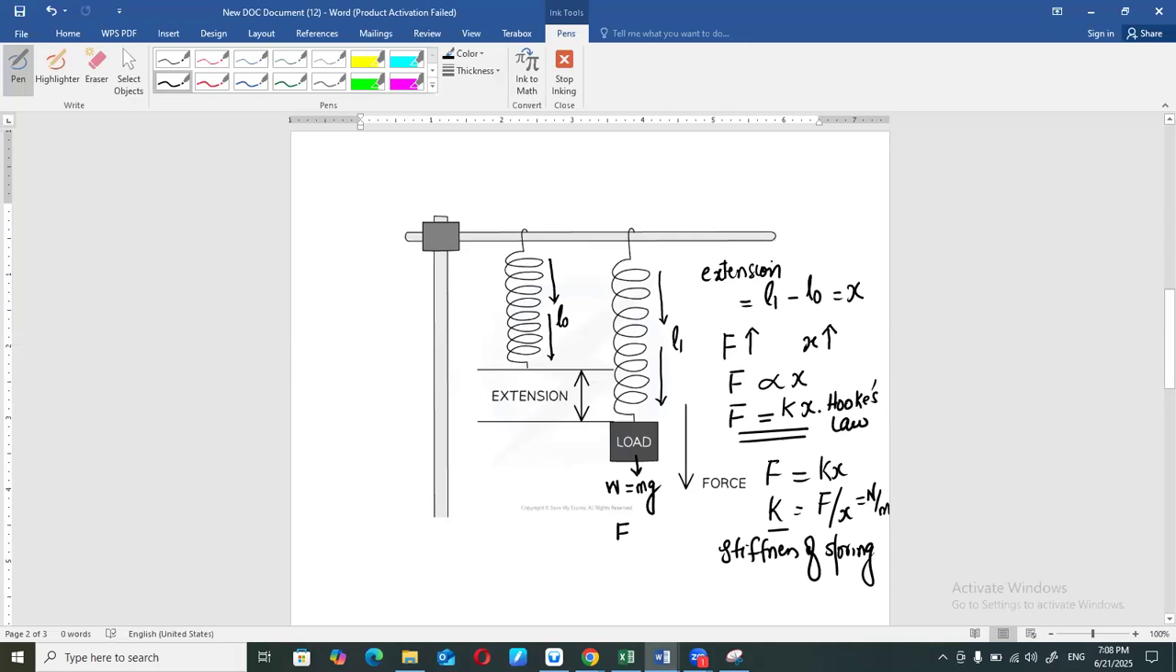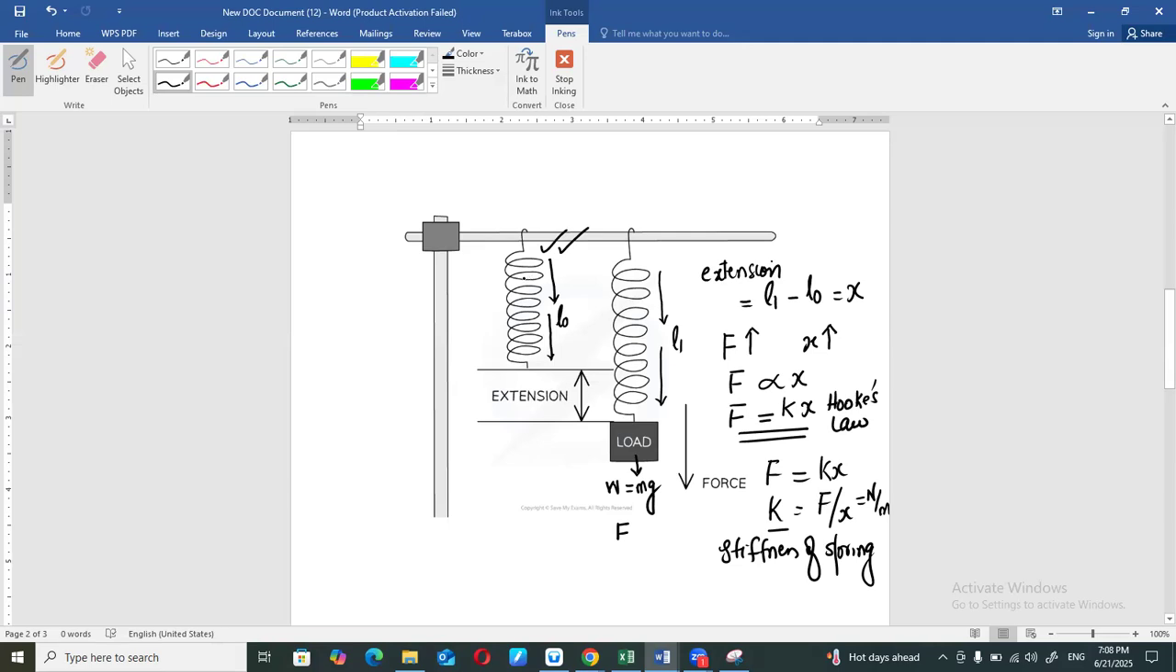But there is a small twist. What is it? Let's talk about this. If you keep increasing the load here, what will happen? There are two or three things. If you put the load on that spring, it will expand or extend. Once you remove it, what will happen? It will go back to its original shape.